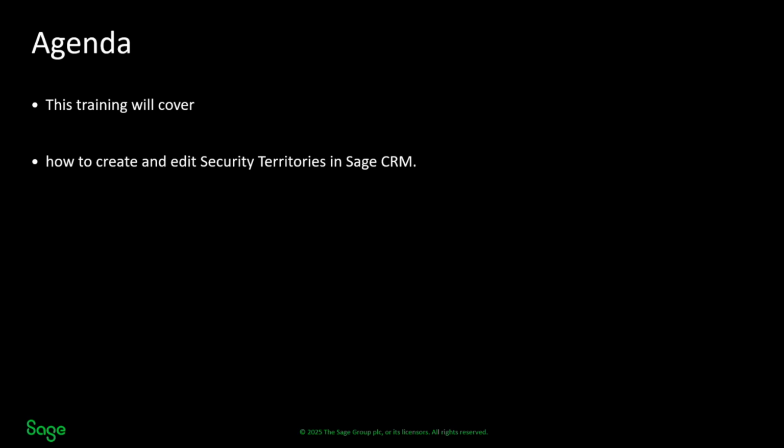So this lesson will explain what security territories are and why they matter. We'll look at how territories control data visibility, not user permissions, and then we'll look at the session walking us through the practical steps involved in creating and maintaining territories. And the examples are going to be based on the standard Sage CRM demo data, matching what you would see within a test environment.